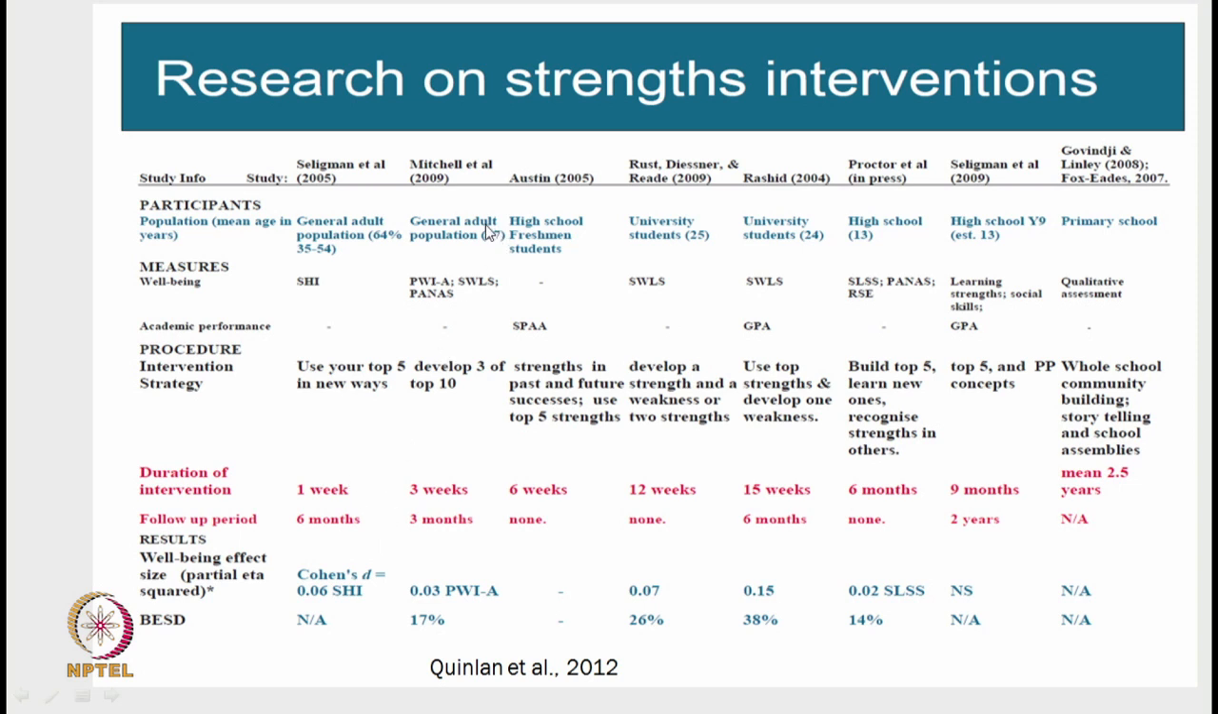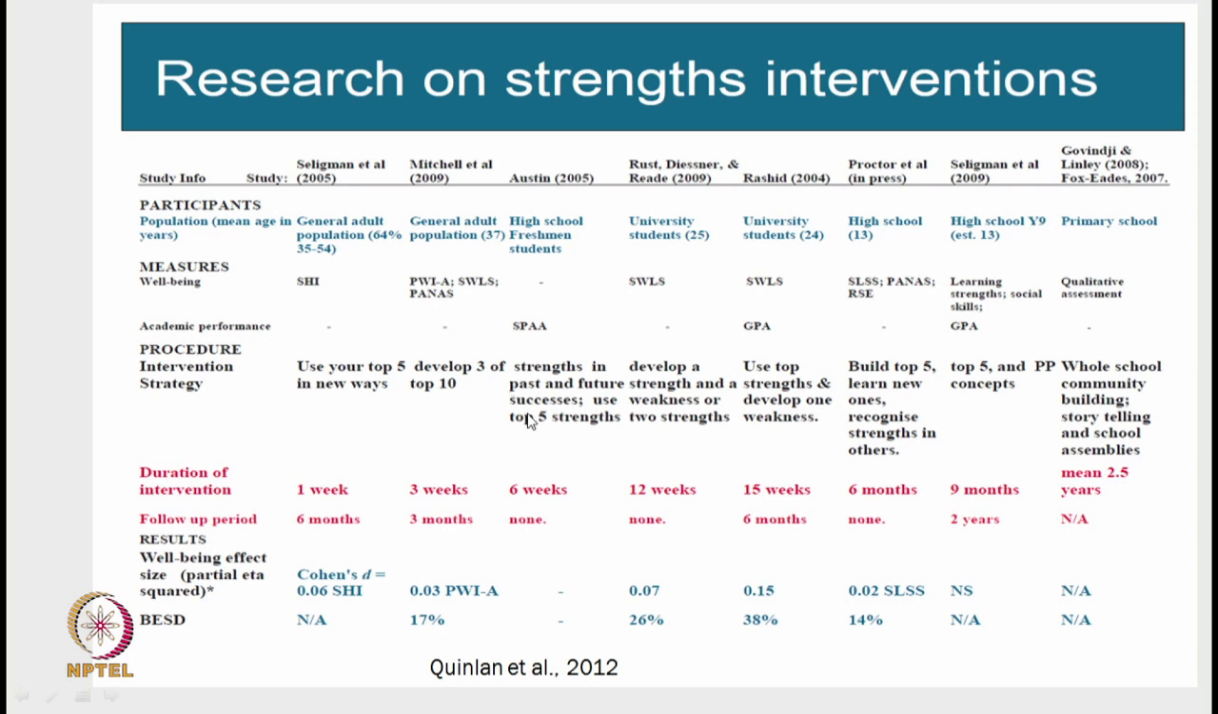Next one, the general adult population was the sample, and they had personal well-being, satisfaction scale, and positive and negative affect scales, and their strategy was to develop 3 of the top 10 character strengths. So, you know your 10 character strengths, and out of these 10 character strengths, develop 3 further.